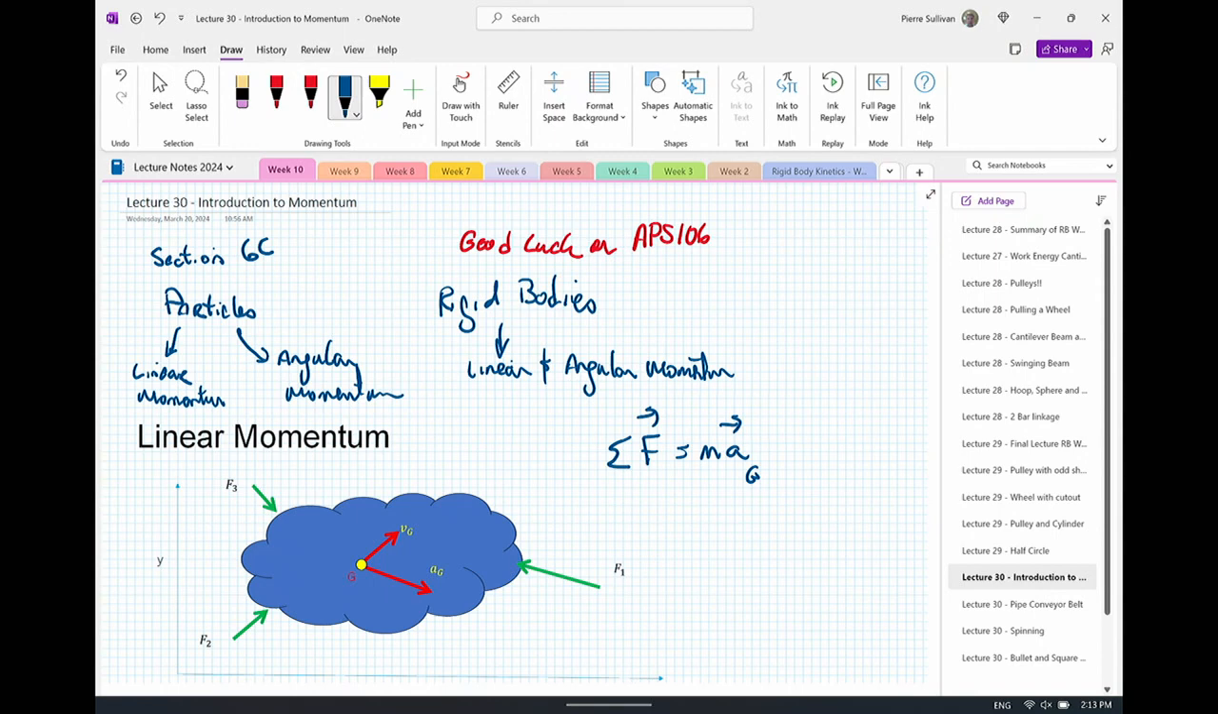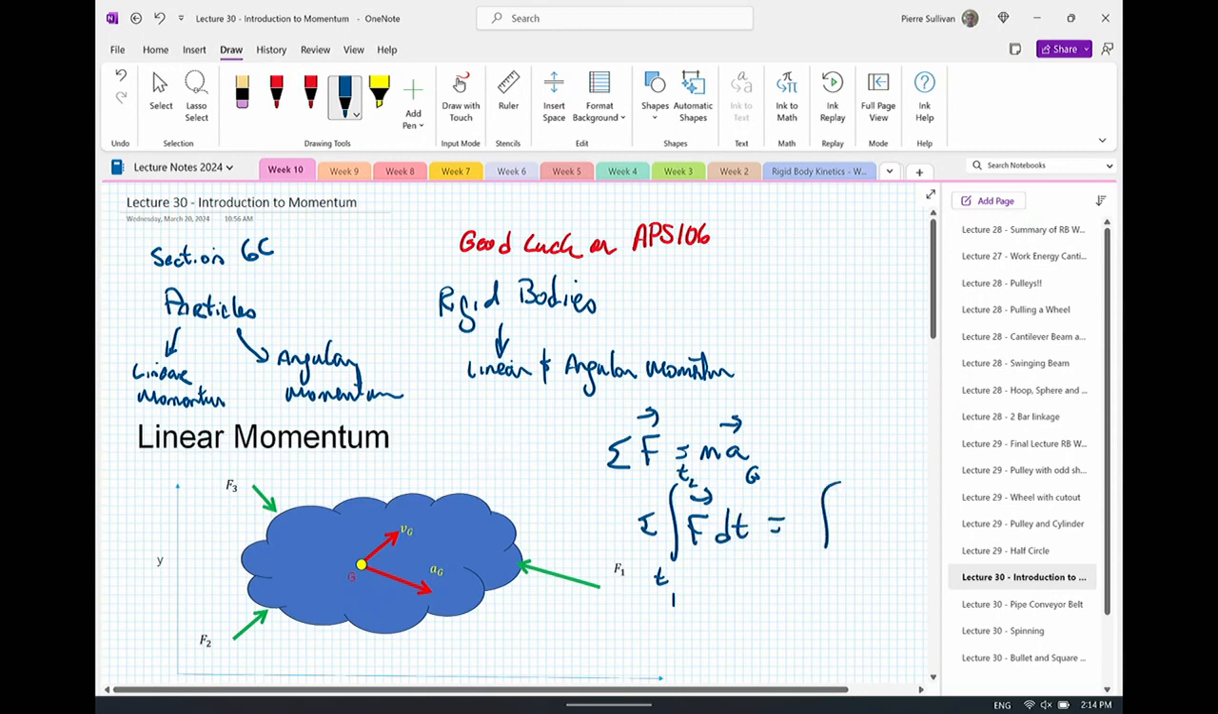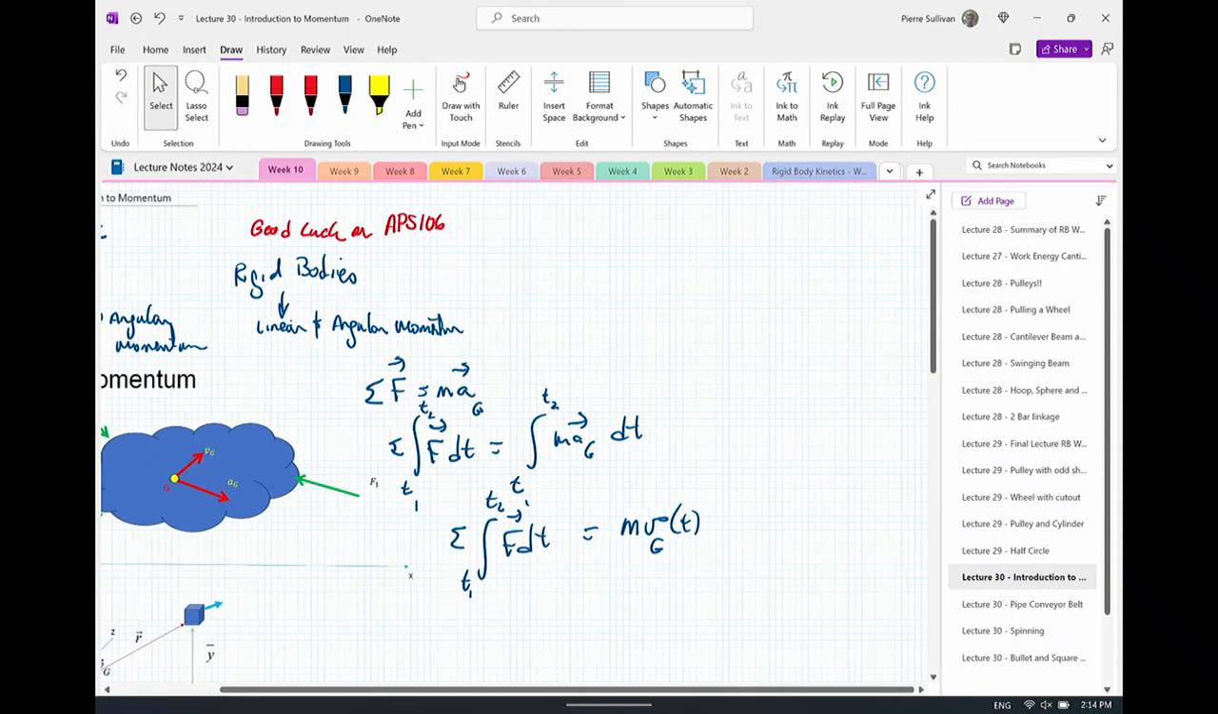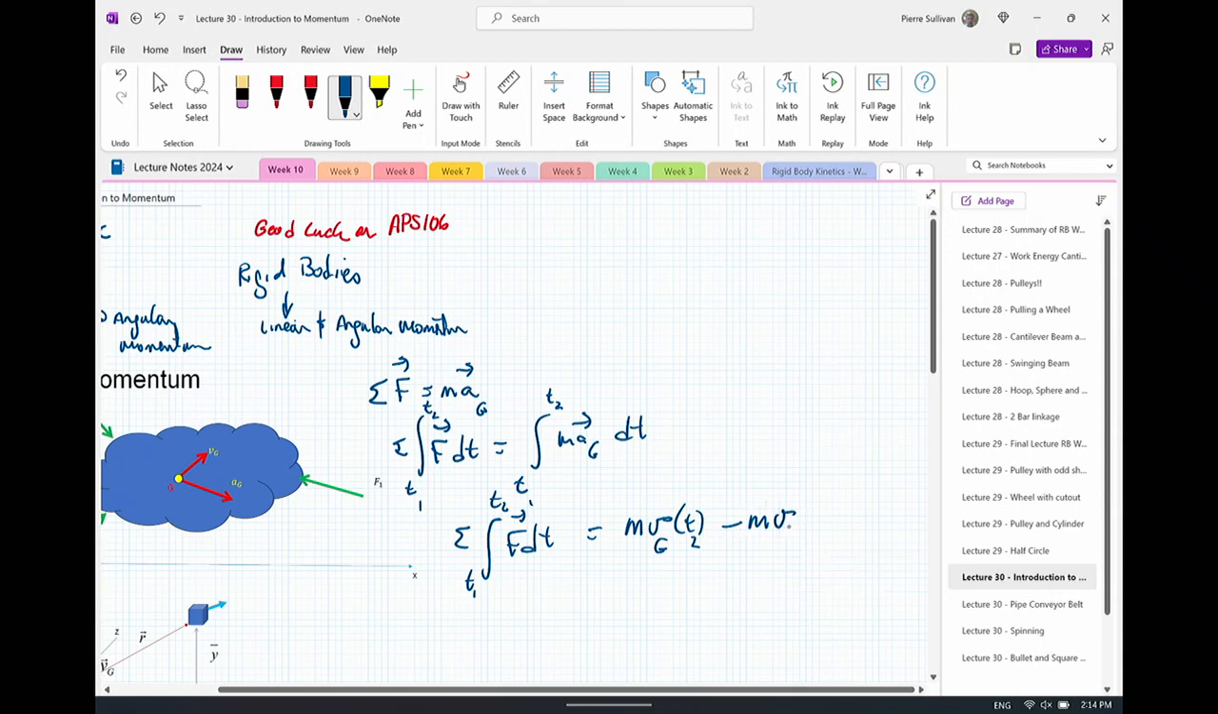And unlike the previous set of lectures, so 27, 28, 29, we have vectors. So we return to vector problems, and we need to know the direction of everything. So sum of forces is equal to mass times acceleration, and sum of forces over time. So we have the integral of sum of forces dt equals the integral from t1 to t2 of m a_G dt, and we end up with the same term as we had before, which is this force dt from t1 to t2 is equal to m v_G as a function of time, because mass is a constant, at time 2 minus m v_G at time 1.